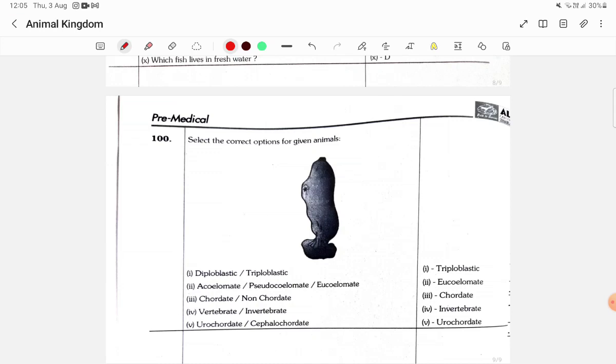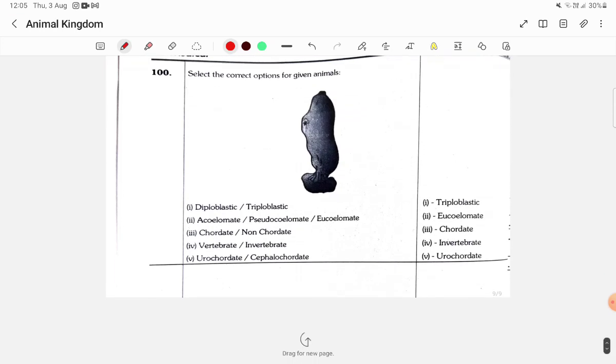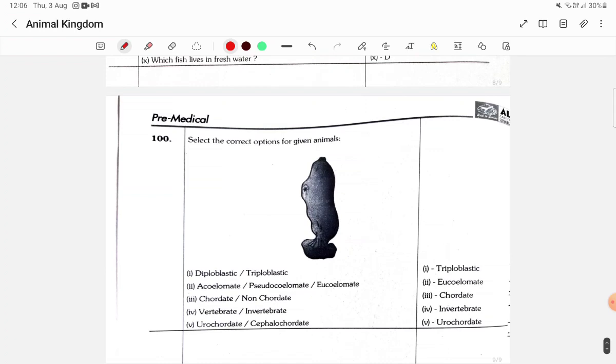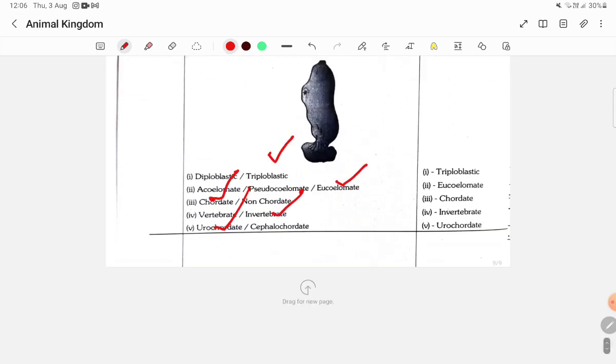Coming on 10. We have to select the correct option for the given animal. Okay, so this is diploblastic or triploblastic. So this is triploblastic. Coming on, acoelomate, pseudocoelomate or eucoelomate. So this is eucoelomate. Chordate or non-chordate. So this is chordate. Vertebrate or invertebrate. So this is invertebrate. Urochordate or cephalochordate. So we can see this is an urochordate.